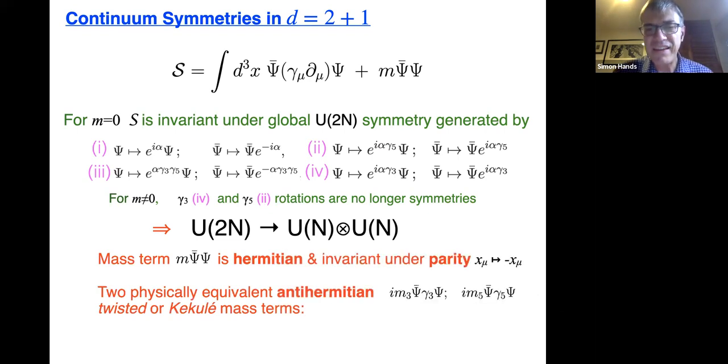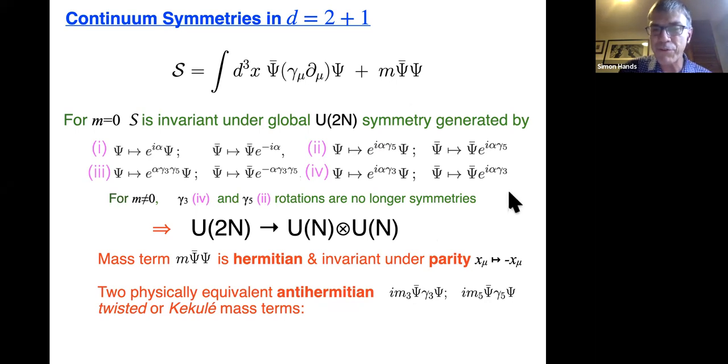That mass term is Hermitian in Euclidean metric, and also it has the important property that it's invariant under parity, invariant under inversion of all 3 space-time axes. There are 2 other physically equivalent mass terms I can write down, which share the parity invariant property. There's a mass term with a gamma 3 sandwiched between and a mass term with a gamma 5 sandwiched between. So from the perspective of continuum field theory, these 2 mass terms are physically indistinguishable from this one. In the world of graphene, they are distinguishable, and they're called Kekule mass terms. They correspond to a charge density wave which forms on alternate bonds.